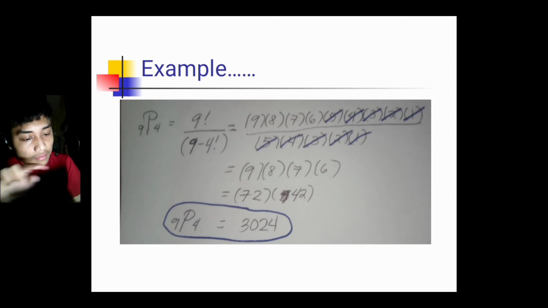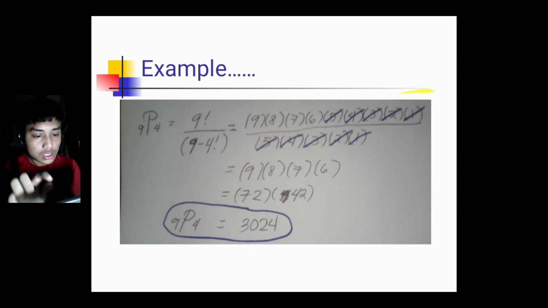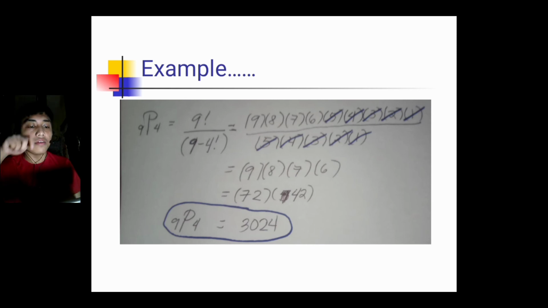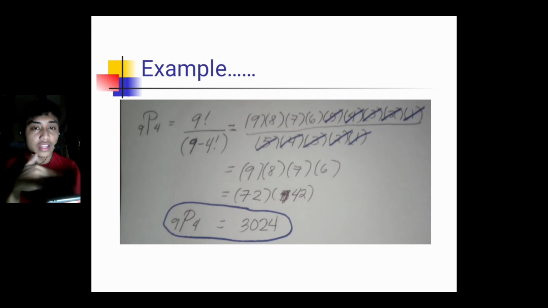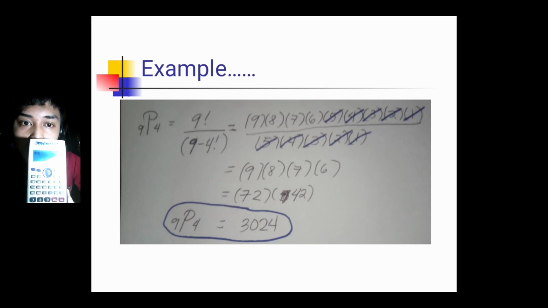So, we have 9 minus 4, so 5 factorial: 5 times 4 times 3 times 2 times 1. So, kinancel ko to. So, now we have 9 times 8 times 7 times 6. So, I have 72 times 42. So, 7 times 6, 42. Then, 9 times 8 is 72. So, that I got 3024. So, dito naman sa aking calculator, kung mapapansin nyo, so that I got my answer, 3024.